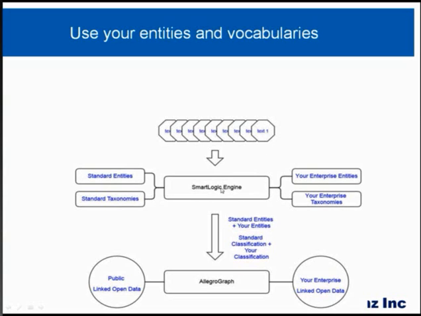Then you can take your text and you feed it through the engine, and now what you get out is the standard entities like place names, but also if you're a car manufacturer, you get the entities that you're interested in, like part numbers and other things, and you get the standard classifications, but also your classifications. Now all of that goes as triples into AllegroGraph, and then again we can enrich the data with public linked open data or with your enterprise linked open data. Yeah, so information that you don't want to make public, that you really would like to add to the information that you get out of unstructured text.